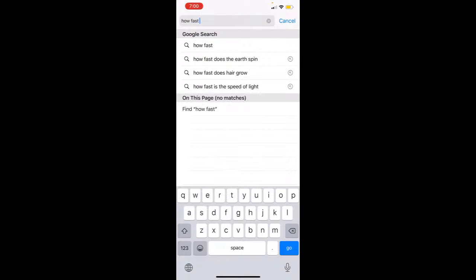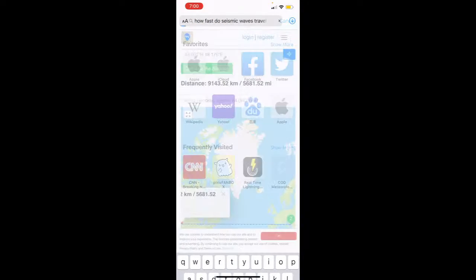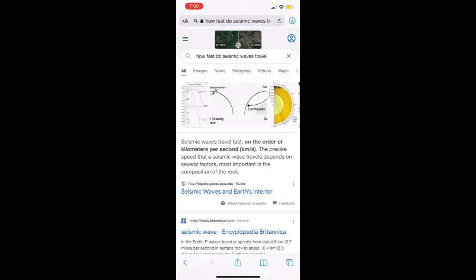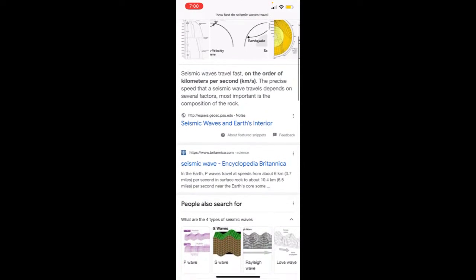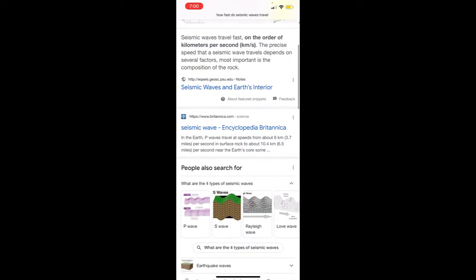And let's look at how fast seismic waves travel. P waves travel at about 3.7 miles per second. Wow. S waves on surface rock travel at about 6.5 miles per second. So it's definitely in that range, between 3.7 and 6.5 miles per second. But those are the P waves.